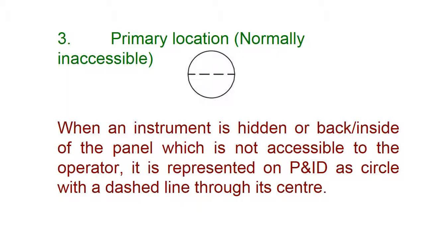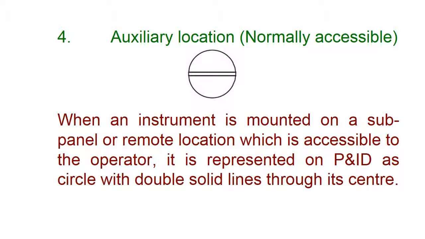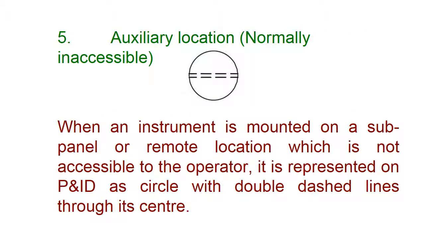When an instrument is mounted on a main panel or in the control room accessible by the operator, it is represented on P&ID as a circle with a solid line through its center. When an instrument is hidden either back or inside of the panel which is not accessible to the operator, it is represented as a circle with a dashed line through its center. When an instrument is mounted on a sub-panel or a remote location which is accessible to the operator, it is represented as a circle with double solid lines through its center. When it is not accessible to the operator, it is represented as a circle with double dashed lines through its center.